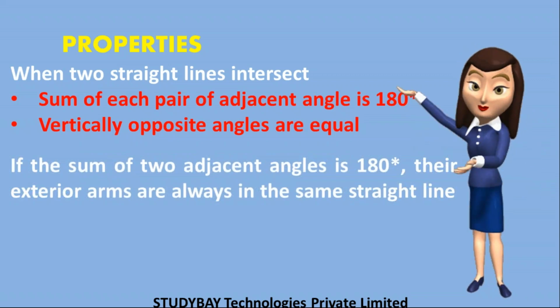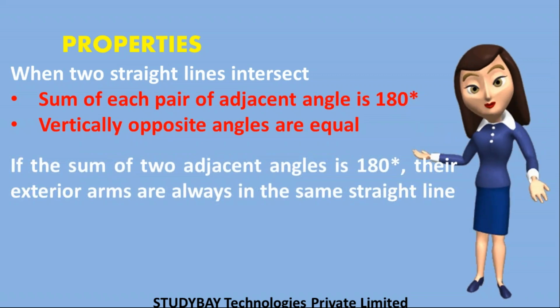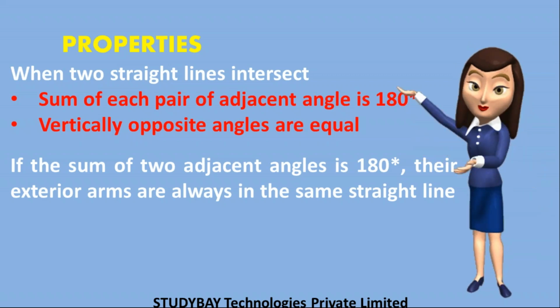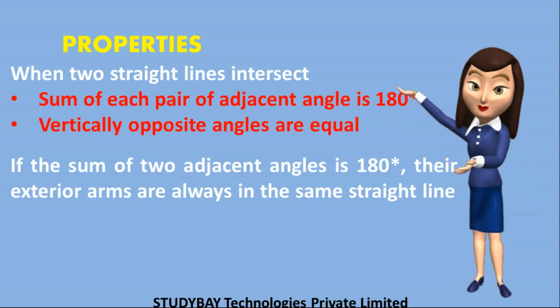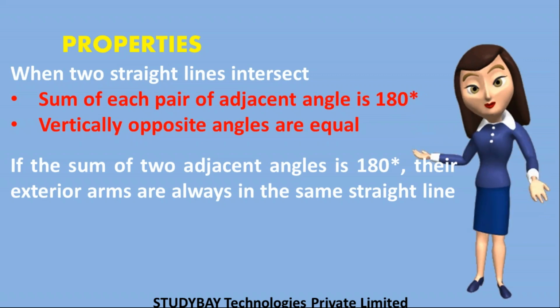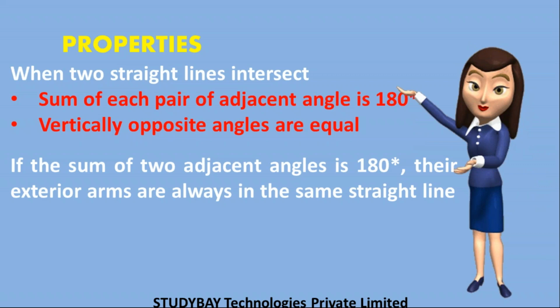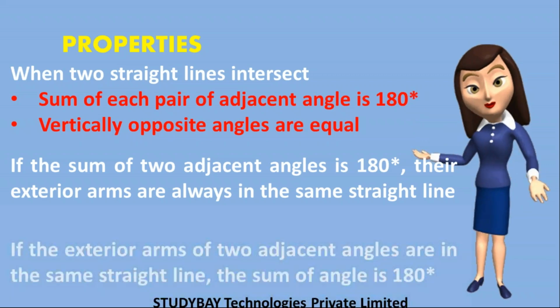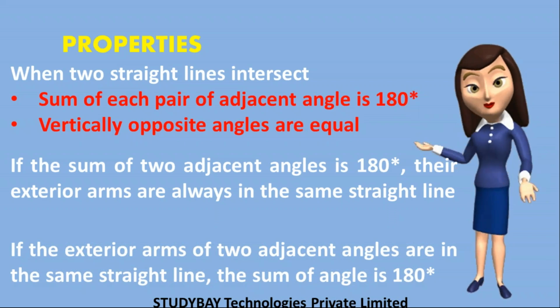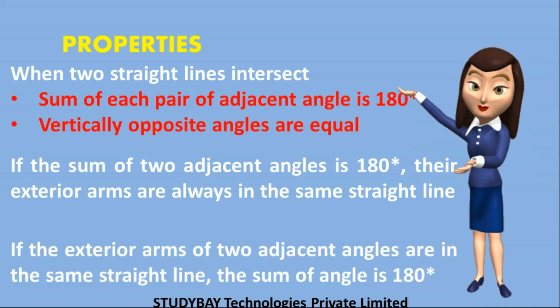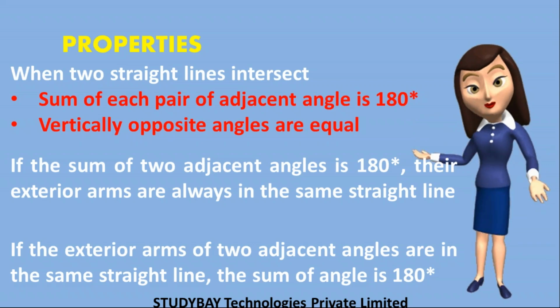If the sum of two adjacent angles is 180 degree, then their exterior arms are always in a straight line. You can understand it very well. Obviously, in a line the angle is 180 degree, and so the external straight line will be there for that kind of angle. Then, if the exterior arms of two adjacent angles are in the same straight line, the sum of the angles is 180 degrees. Right?